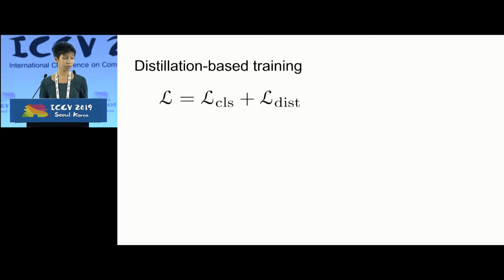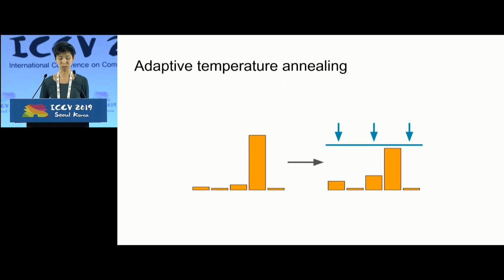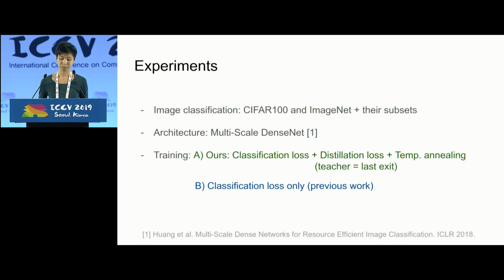In our proposed procedure, we simply train using the sum of the classification loss and the distillation loss. However, when the teacher's predictions are very confident, then they often simply reduce to the ground truth, and then the distillation loss is not very useful, it has no additional information. So to deal with this, we propose a scheme called adaptive temperature annealing, where we cap the teacher's confidence at a certain threshold, which helps it to put more probability into the other classes.